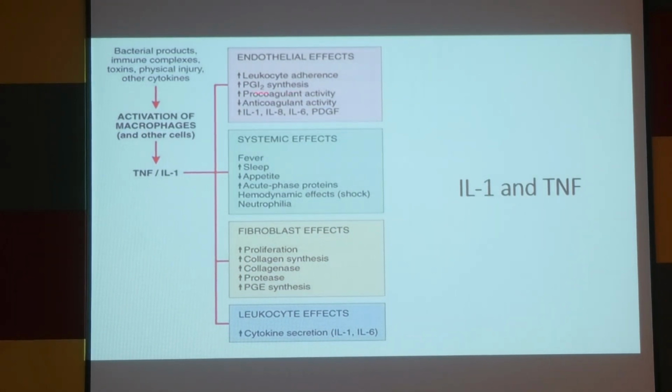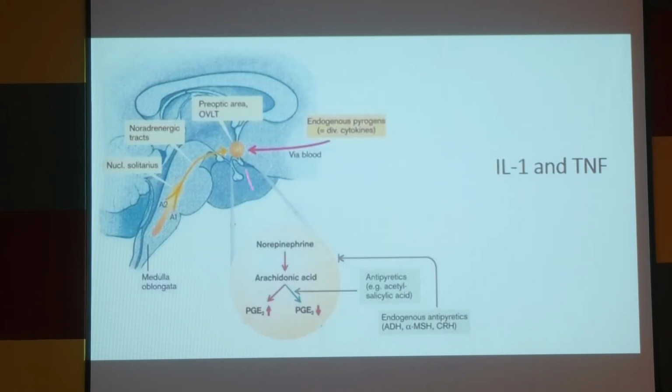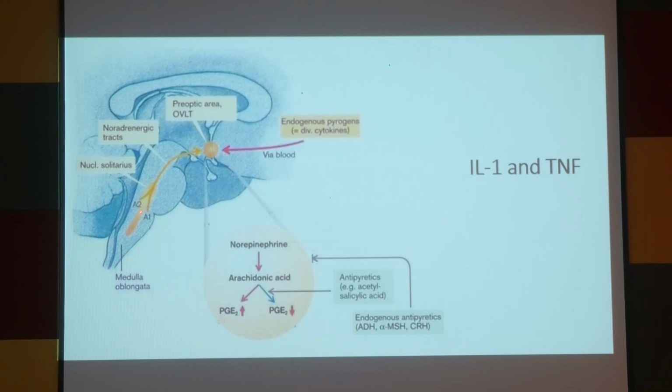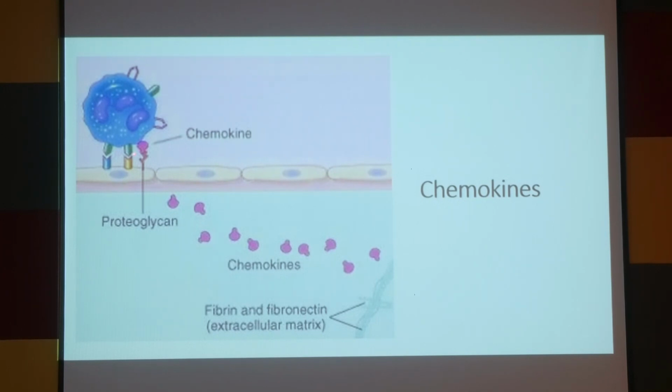So the broad functions are the endothelial effect, next the systemic effect, next the fibroblastic effect, and the leukocyte effect like increased cytokine secretion. Now interleukin 1 and TNF, tumor necrosis factor, act on the nucleus solitarius of the medulla oblongata. Okay, this is the pathway, from your knowledge of physiology. This way interleukin 1 and tumor necrosis factor increase the temperature of the body. Okay, this is what is called margination, adhesion, propagation, rolling, and diapedesis.